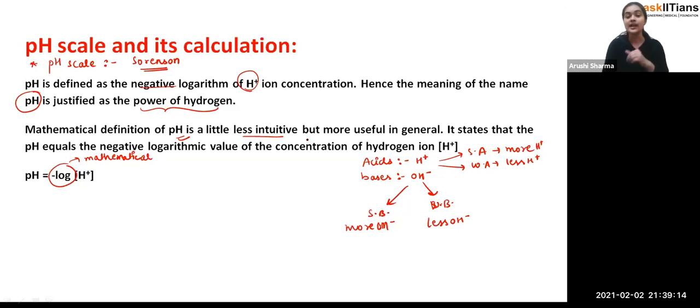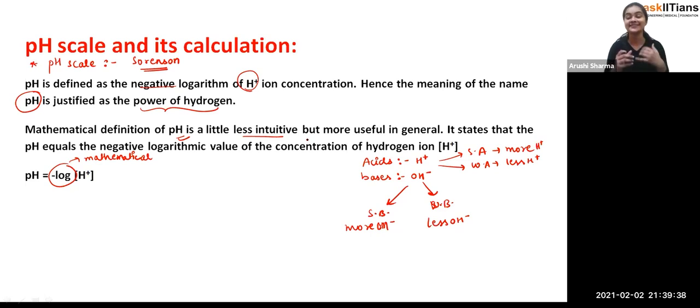Okay, now you are in class 7th, so you don't know how to solve the log. So don't worry about this. First of all, what you have to remember is, if someone asks you what is pH, you can define it as the negative logarithm of the H ion concentration. And what is pH? pH is power of hydrogen.